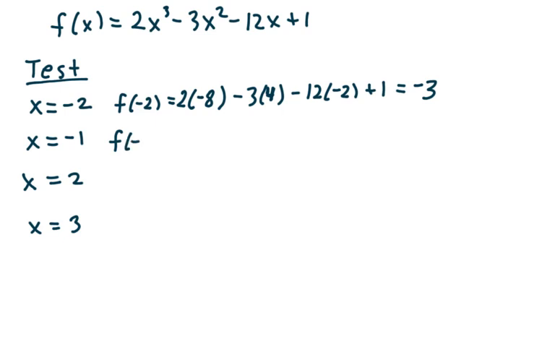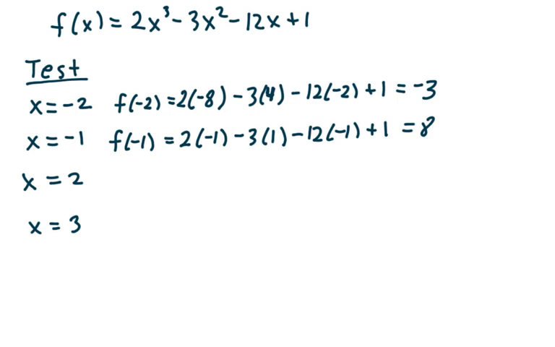And then f of negative 1 is 2 times negative 1 minus 3 times 1 minus 12 times negative 1 plus 1. And when we perform that calculation, it looks like you're going to end up with 8. And then I'm going to plug in 2. And when you plug in 2, you get 2 times 8 minus 3 times 4 minus 12 times 2 plus 1.